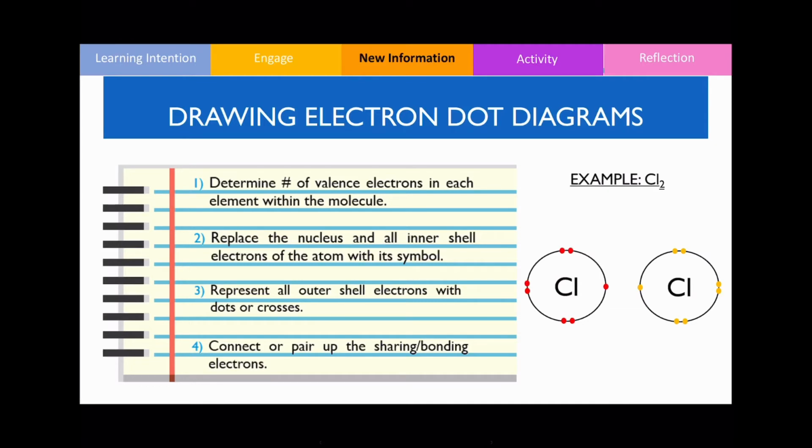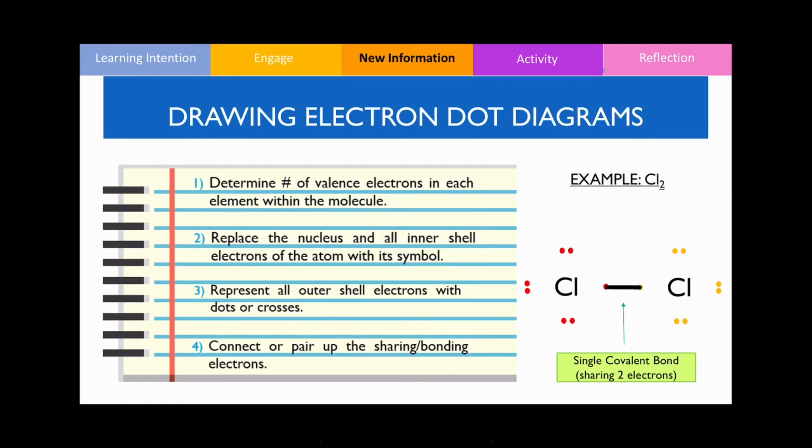We know that chlorine needs 1 valence electron in order to become completely occupied. So therefore, each chlorine atom will share 1 electron together. And in doing so, it will now have a full outer shell. So therefore, as you can see here, this is an example of a single covalent bond, which remember is the sharing between 2 electrons together.